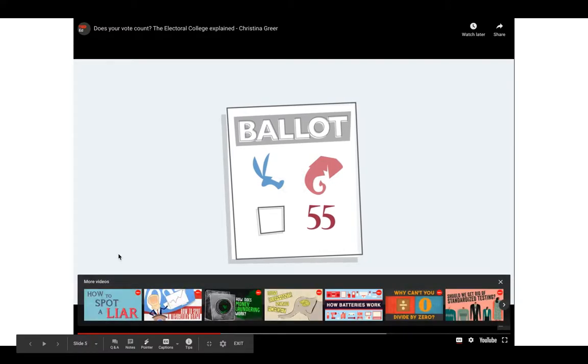So that's important. We have to realize that California is the biggest. It's got 55. And if you win California, that means if you get more popular votes in California, you get all of their electoral college votes. It's not proportional. You don't get 30 and the other person gets 25. You get all 55. So we're going to take some notes on this.